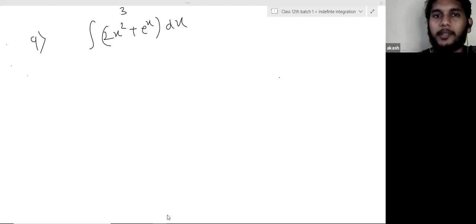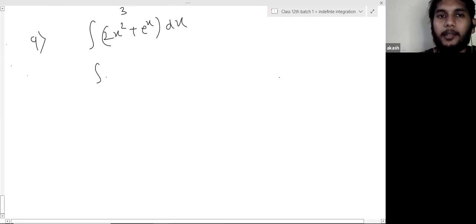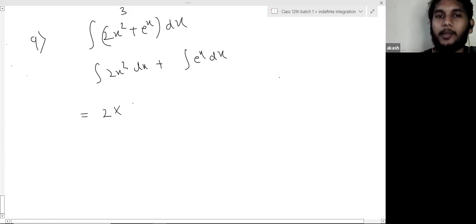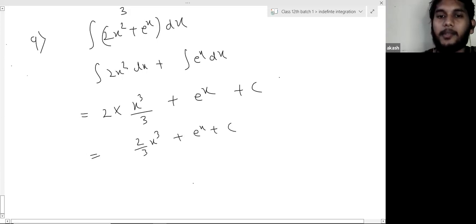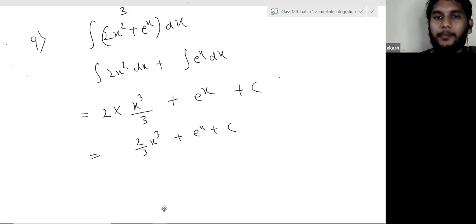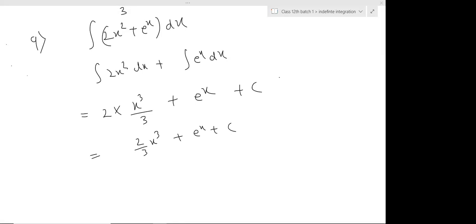Right, this question is also very simple. Just take this down. Integration of 2x square dx plus integration of e to the power x dx. This is 2 outside. Integration of x square is x to the power 3 by 3, plus e to the power x is e to the power x, and plus c. So final answer: 2 by 3 x to the power 3 plus e to the power x plus c. All right, clear everyone? Yes, sir. All right. Note it down.